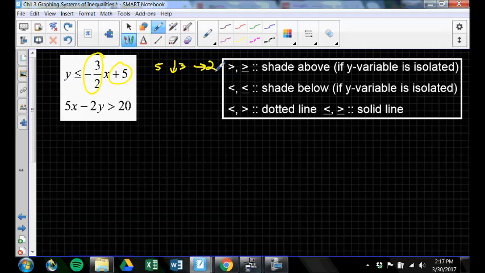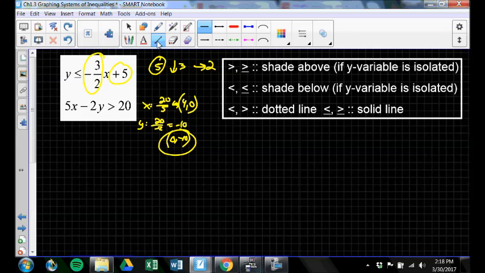The second one has an x-intercept at 20 over 5, which is 4, the point (4, 0). And it has a y-intercept at the point 20 over negative 2, which is negative 10. That's the point (0, negative 10). So I have an idea this has to cover things at least from 5 to negative 10. So I want my axes to be rather far apart.